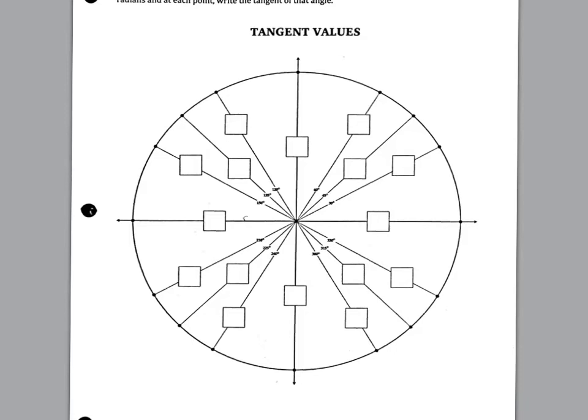So for those of you that like to do division for your tangent, I'd like to see you stop doing that and just get right to the answer because it takes too long.